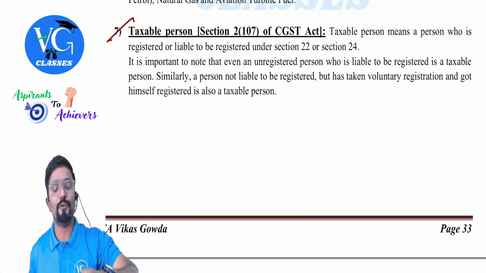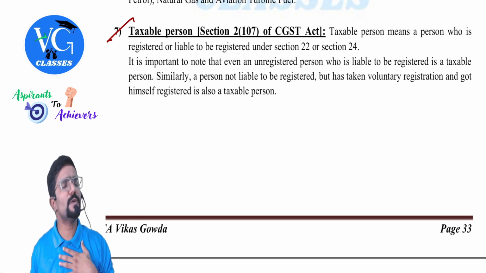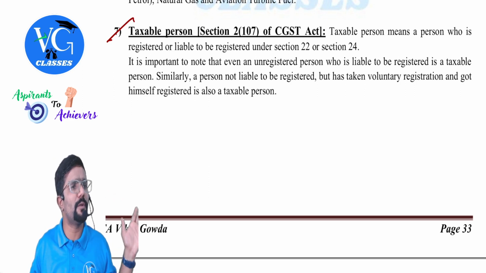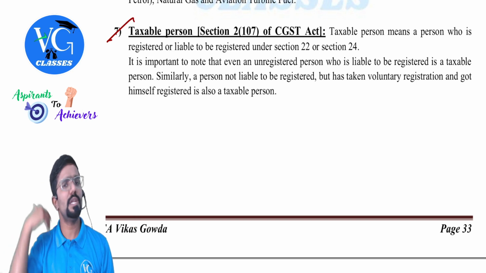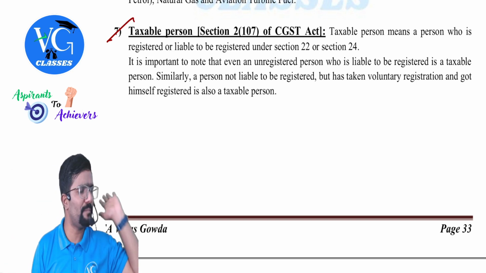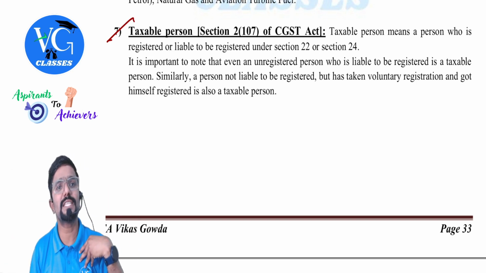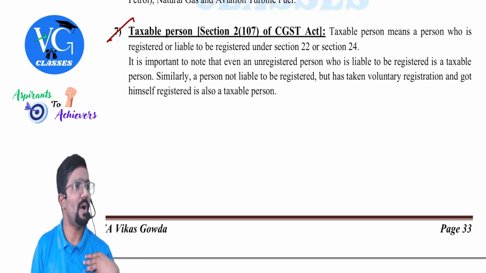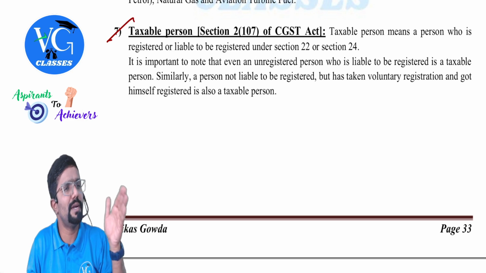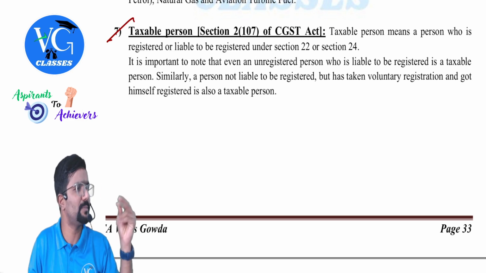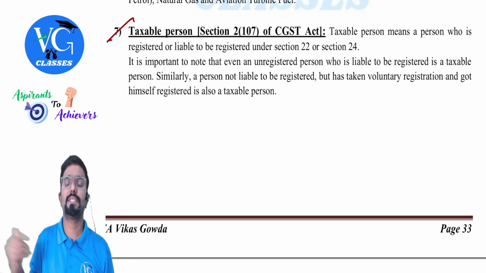22 or 24. Now, sir, I was not supposed to take registration. It was not mandatory for me. But still, I voluntarily went and took the registration for whatever purpose it might be. Am I called a taxable person now? Yes. Now I cannot take protection saying, no, I was not liable, still I took. Sir, from the day you have taken it, you are called a registered person. Please pay tax.